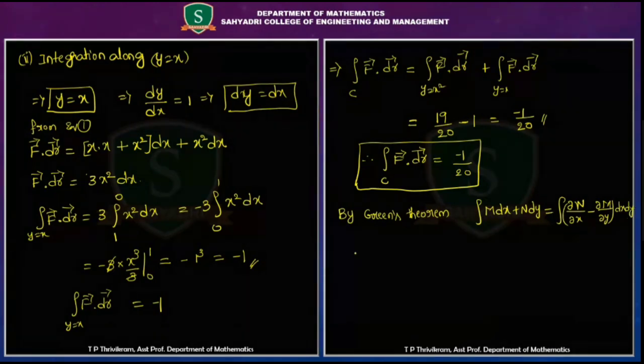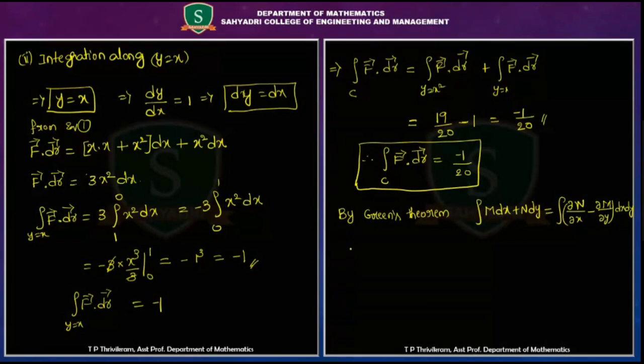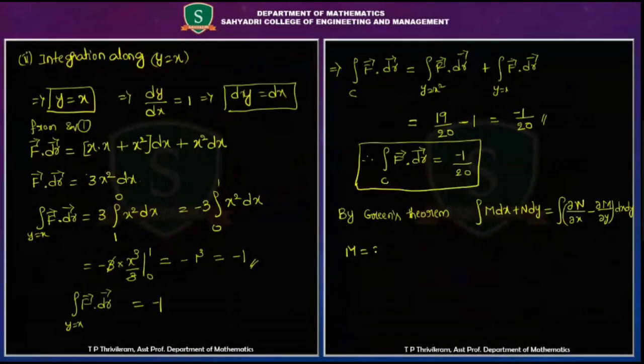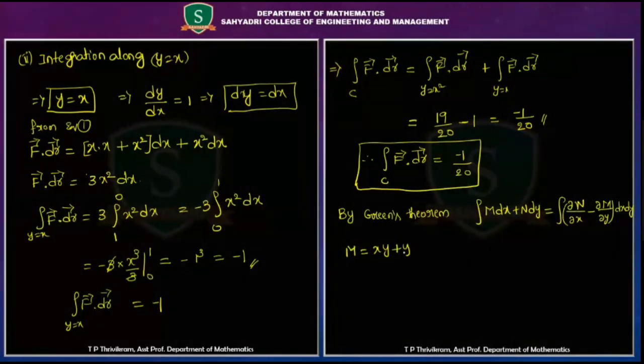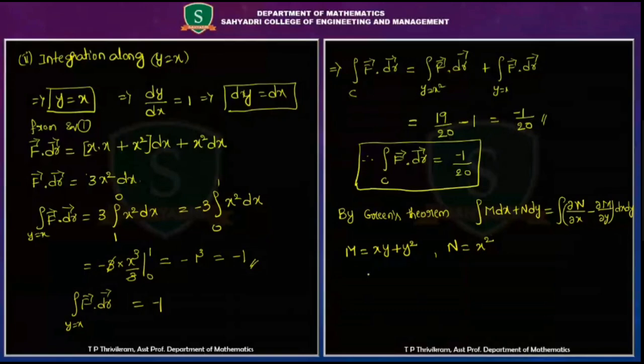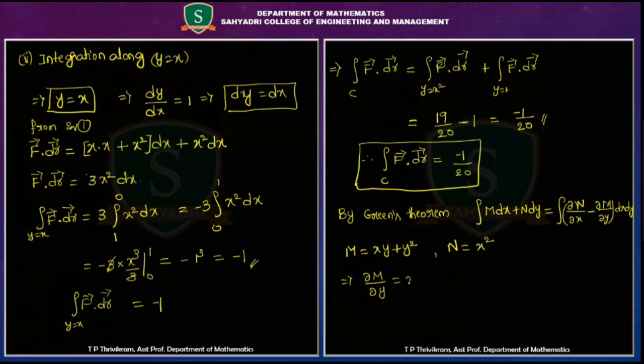Okay, so here what is M? We'll check. M is nothing but the dx coefficient. So from equation 1 you check, xy plus y square. Next, similarly, N is nothing but x square. So this implies dou M by dou y, you'll get x plus 2y. Similarly, dou N by dou x is equal to 2x.